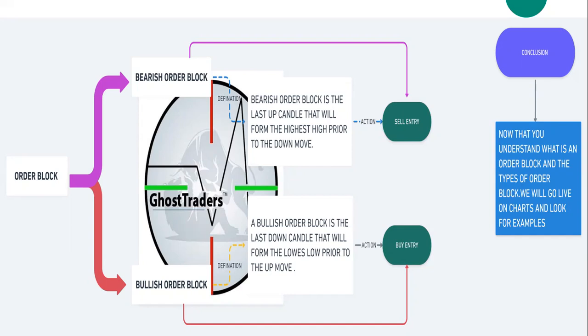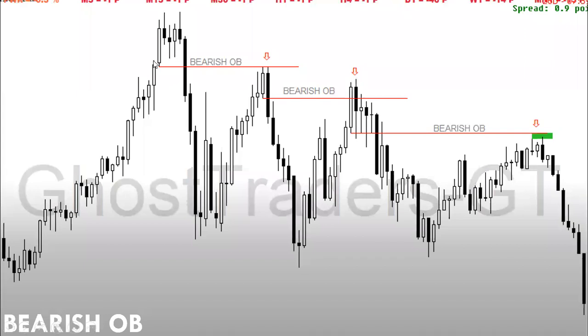So let me just go to the next example. So this is an example here. If you look at this level, you can see that we have this last candle and we also have this candle. But we did not mark this candle as our order block. Why? Because this is the last up candle that has formed the highest high. So this is the last candle with a higher high than this one, and this is going to be our order block.